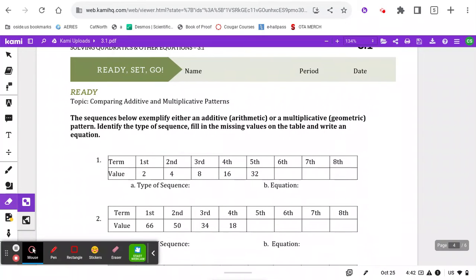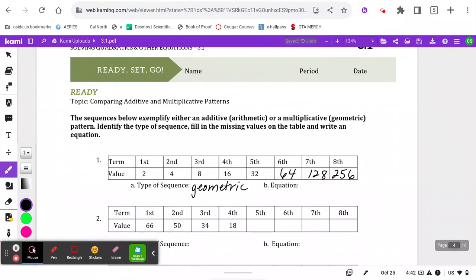So looking at this first one, do you see that it goes from 2 to 4, 4 to 8, 8 to 16, 16 to 32, much like the task we did today? So this one is just multiplying by 2 to get to each step. So 32 times 2 to continue it. 64 times 2 is 128. 128 times 2 is 256. So the type of sequence would be geometric.